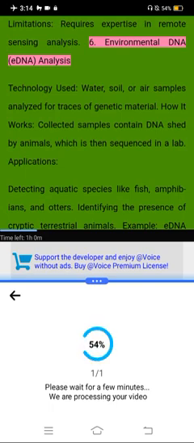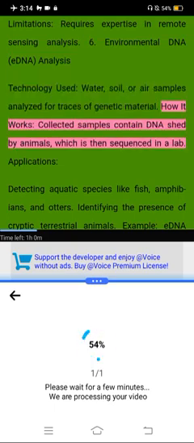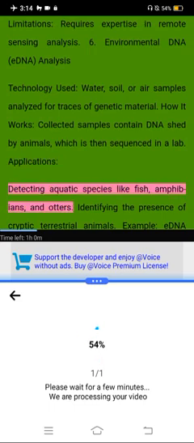6. Environmental DNA analysis. Technology used: water, soil, or air samples analyzed for traces of genetic material. How it works: collected samples contain DNA shed by animals, which is then sequenced in a lab. Applications: detecting aquatic species like fish, amphibians, and otters.